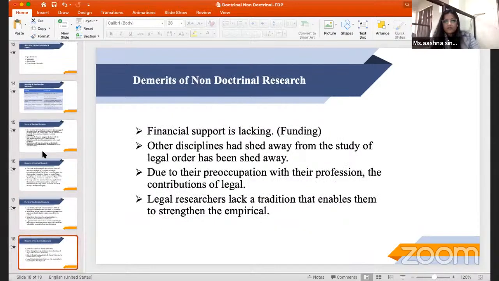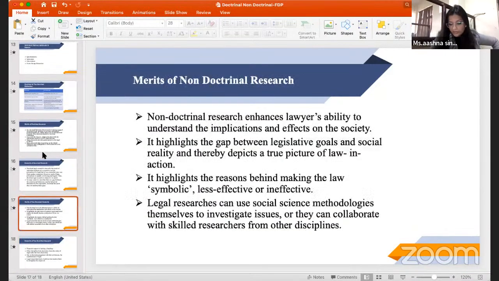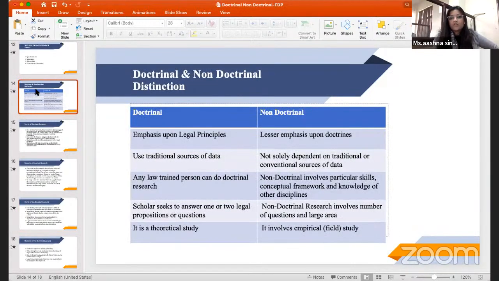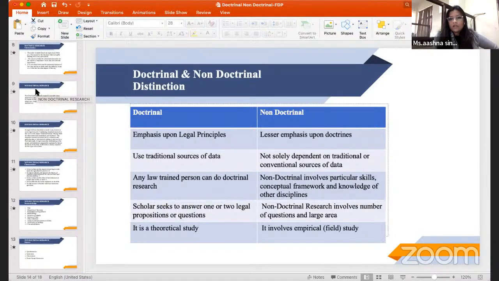This is the final conclusion part of it. If you have any question regarding how to go about adopting a non-doctrinal approach, because for doctrinal we already have the data, the legislation, the precedents, the database to try and figure out. But when we go about non-doctrinal or socio-legal research, there comes a hindrance where you as a researcher feel stuck in how to go about it, what would be your plan of action, how to set that plan in motion.